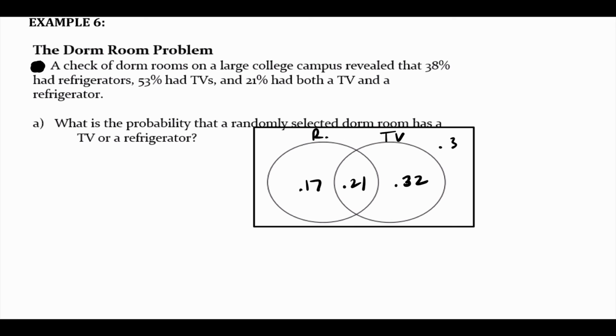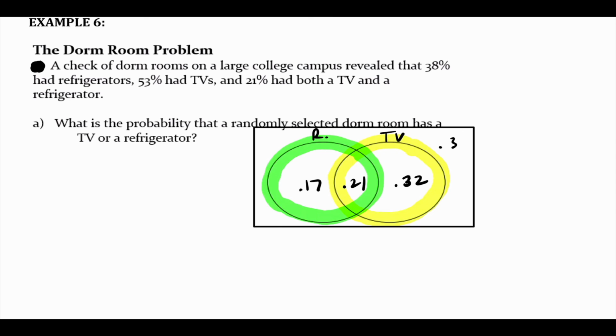Okay, so start in the middle, 21. And then you have two circles, right? This circle is refrigerator. So total, that circle or oval should equal 38%. And then the other one is TV. This one in total should equal 53%. And then there were 30% left over. That's fine. 0.30 is fine. Either one's okay.